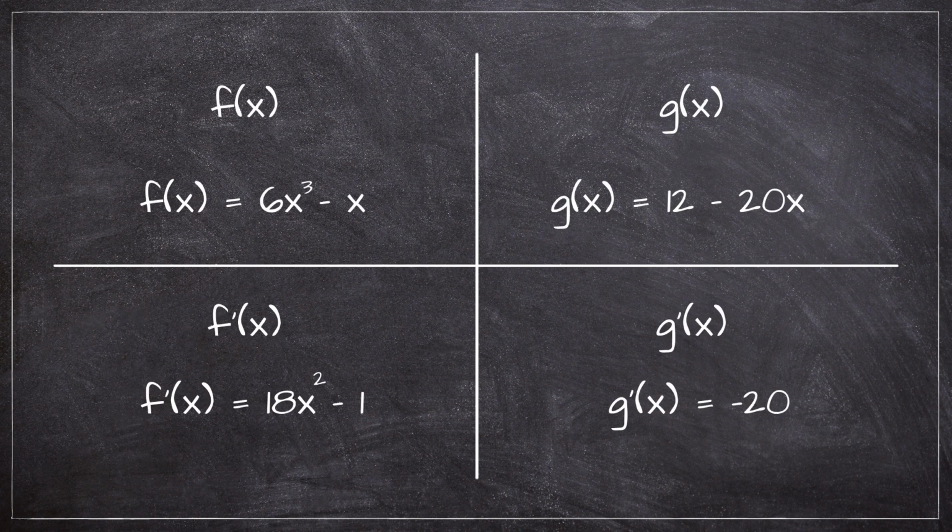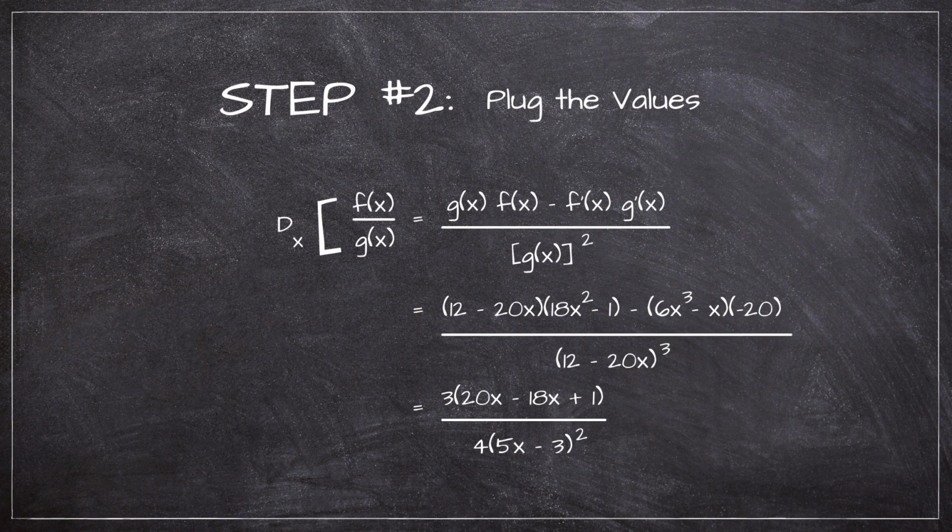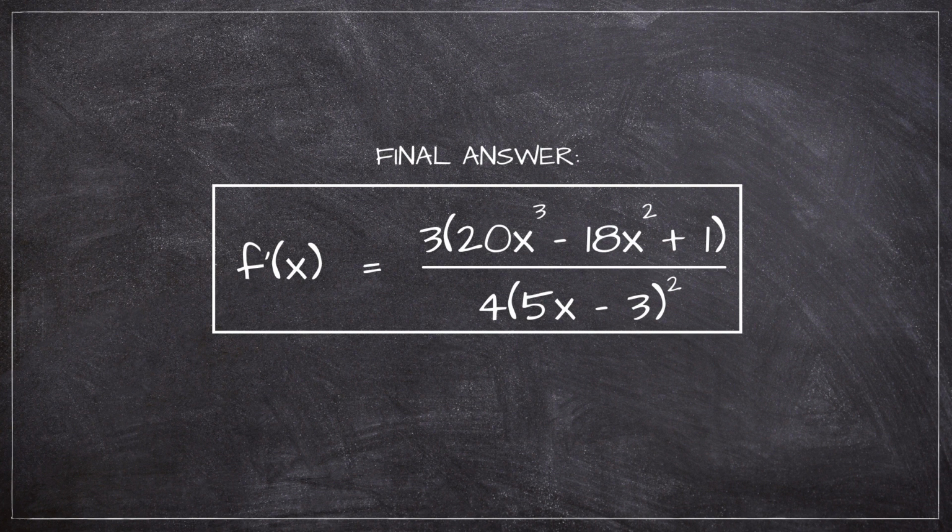So since our values are now complete, we can plug them into the equation. So 12 minus 20x times 18x squared minus 1 minus 6x cubed minus x times negative 20 over 12 minus 20x squared. Simplify the equation, and our final answer is 3 times 20x cubed minus 18x squared plus 1 over 4 times 5x minus 3 squared.